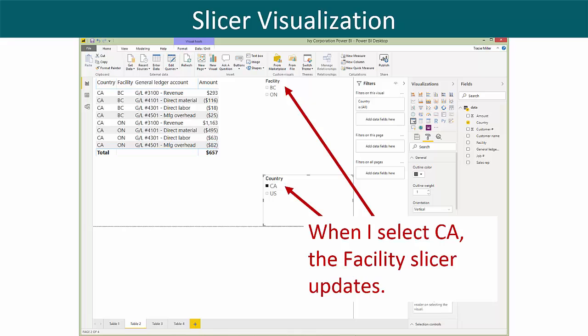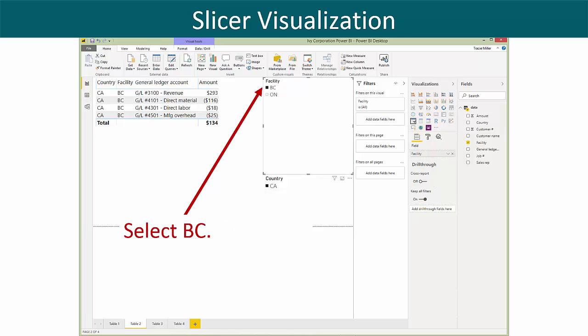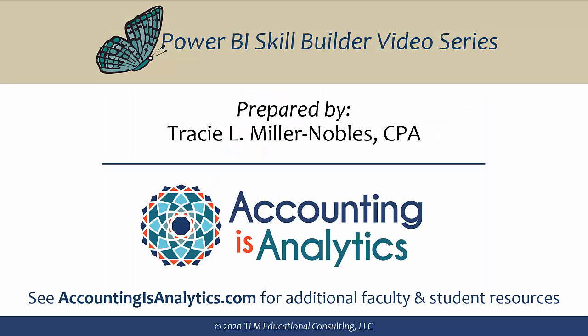Notice that when I select Canada in the country slicer, the facility slicer updates to show only facilities located in Canada. The table also updates to show only Canadian facilities. To sort the table by showing only one specific facility, I will select the facility I want to show. For example, BC facility. That's it, we're done.